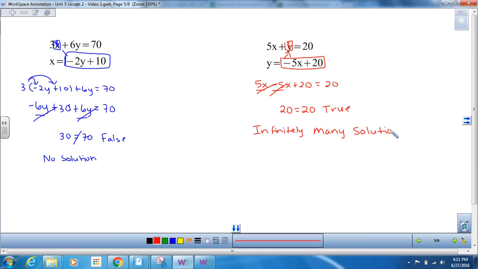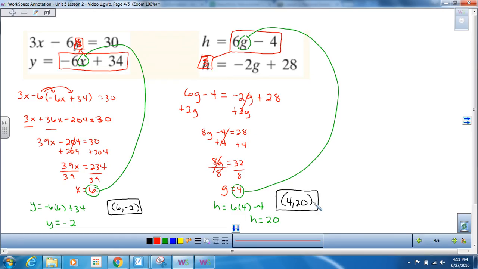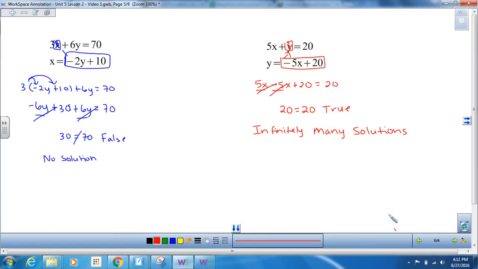Okay, so these are only special cases that happen every once in a while, and if your variables cancel, then it's going to be either no solution or infinitely many solutions. Most of the time you get just a normal answer, a normal ordered pair, like these two here, but there are some special cases where you don't.